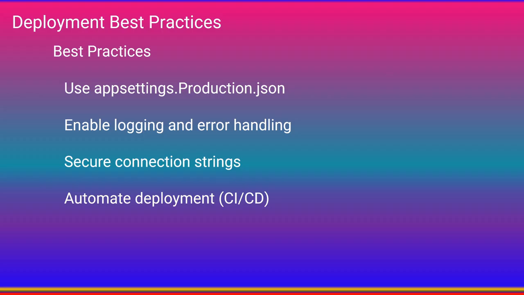Before going live, ensure you are using production-ready configurations. Use appsettings.Production.json, enable logging, handle exceptions properly, and secure your secrets. Automating deployment through CI/CD tools like GitHub Actions or Azure DevOps can also help streamline your workflow.